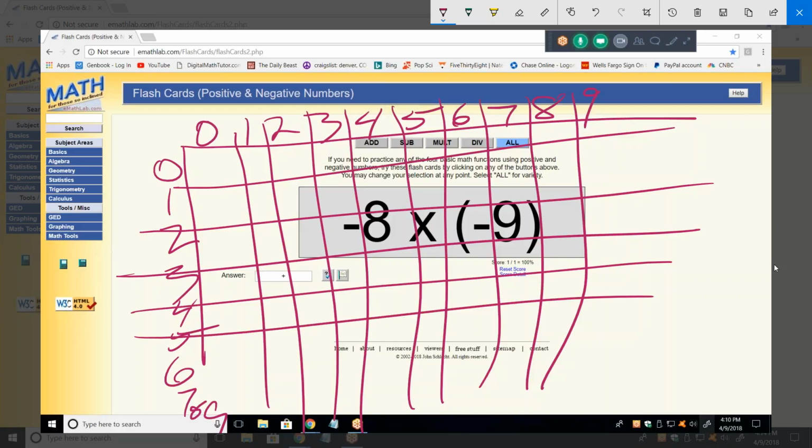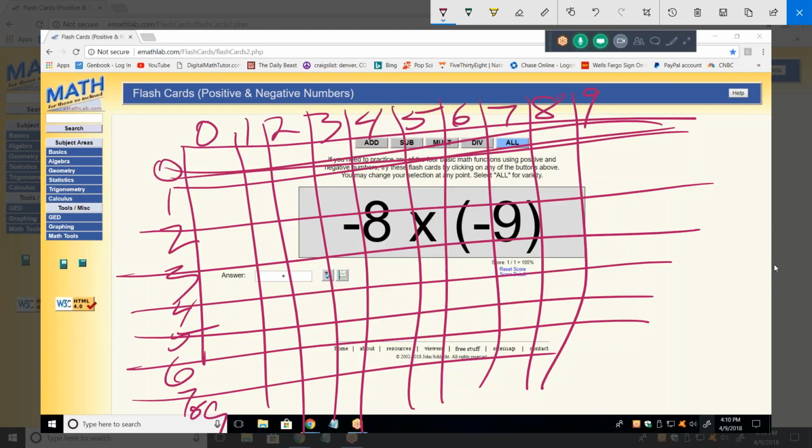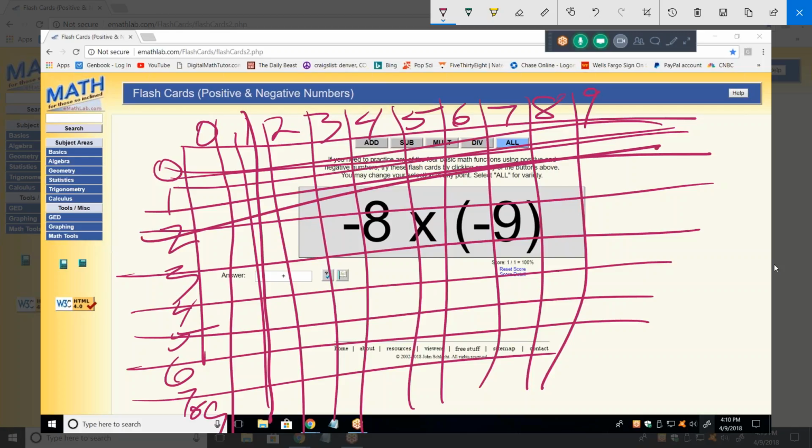Okay? Now, a lot of them are automatic. You certainly don't need the 0 cell. You know that 0 times any number is 0. So I don't need that row. I don't need that column. So that takes care of 10 of them immediately. 1 times any number is that number. So you don't need that, and you don't need this. 2s. I bet you know your 2s. Everybody knows their 2s. So you don't need that.